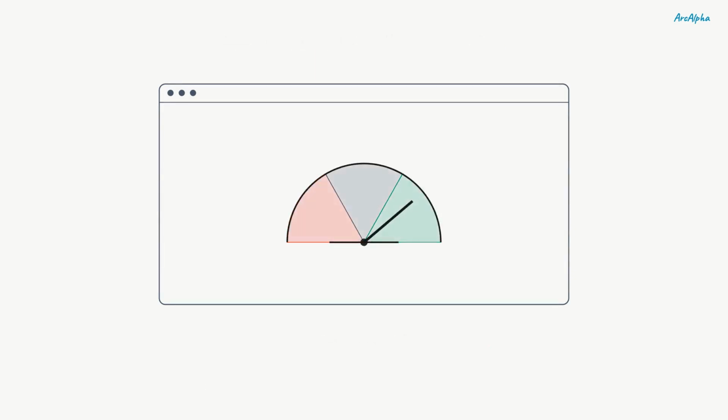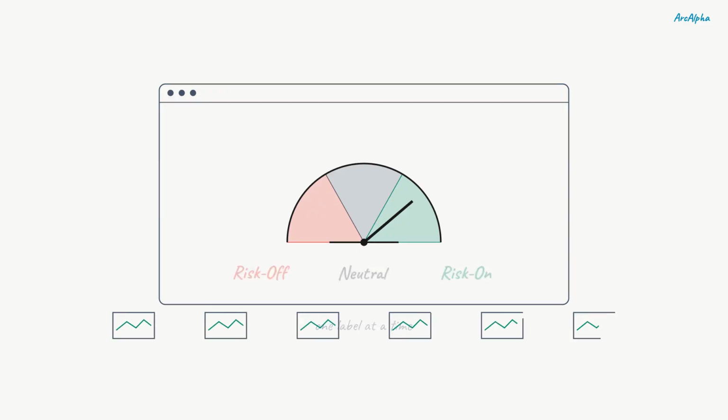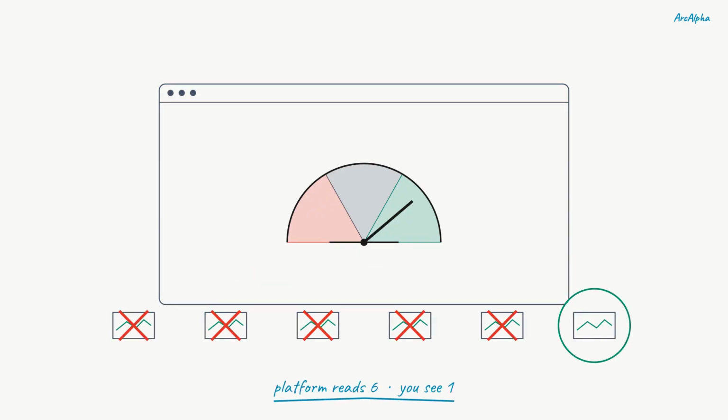3 labels sit on the score. Risk on when the composite is clearly high, risk off when it's clearly low, neutral when it's in the middle band, no strong bias either way. The value of one number is that you don't have to read 6 separate charts every morning to know what kind of day it is. The platform does the reading.